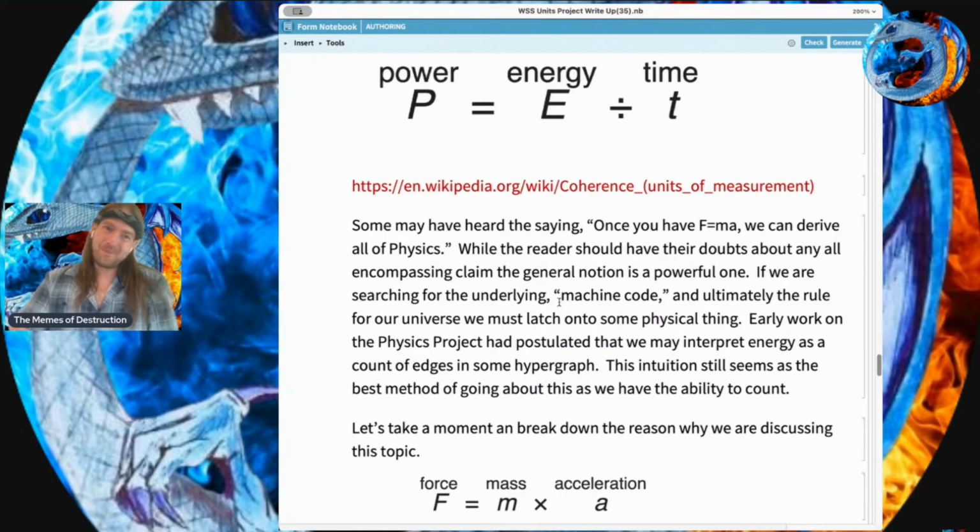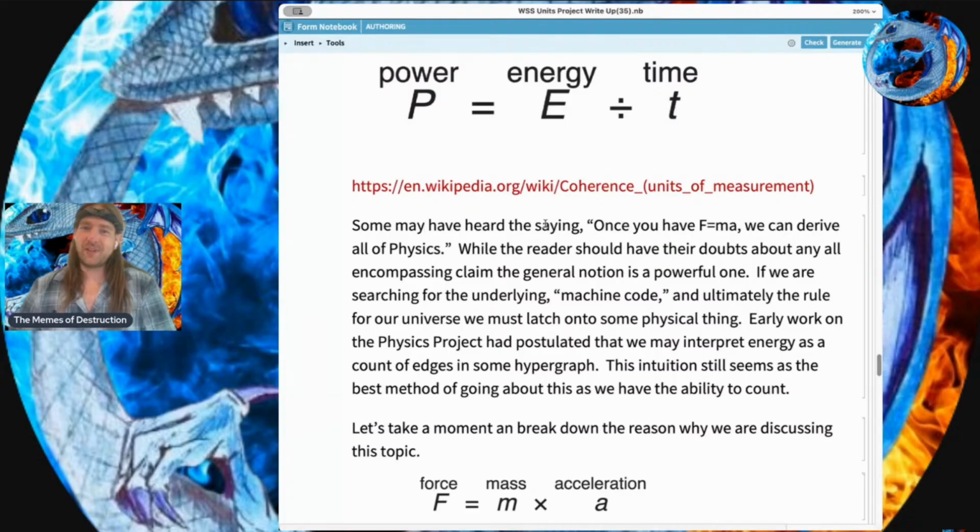And again, this wasn't my work. Thad had just highlighted this. Like, this is probably important. Maybe more folks should pay attention to this. So, some may have heard this saying: once you have F equals ma, we can derive all of physics. All the readers should have their doubts about any all-encompassing claim. The general notion is a powerful one.